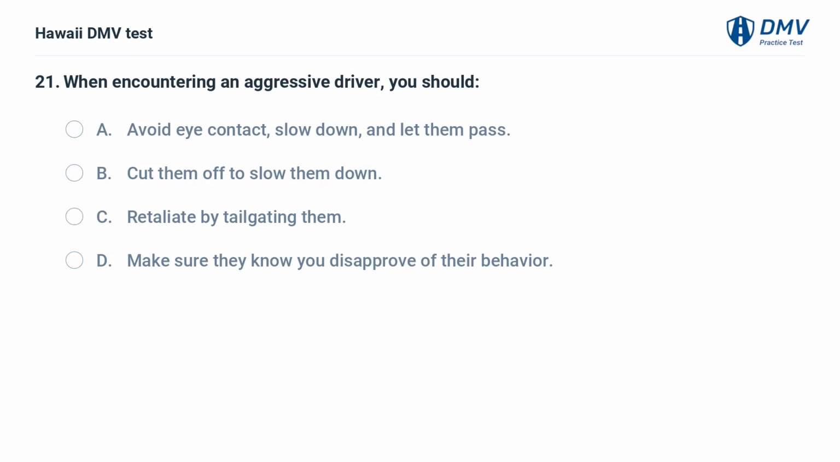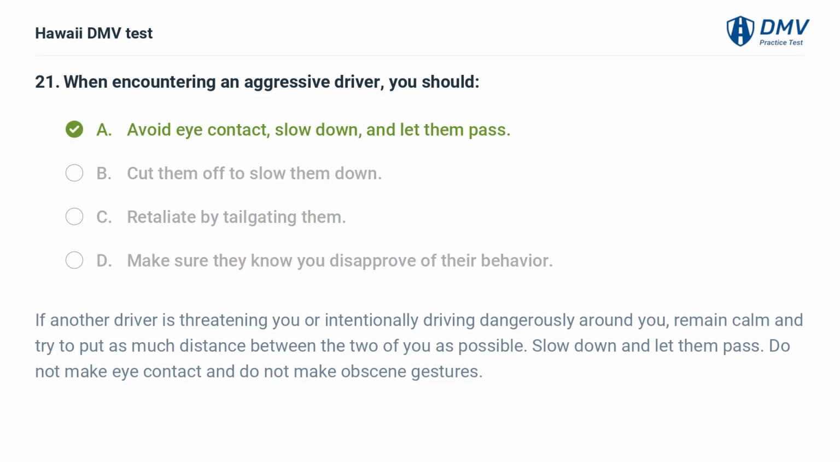When encountering an aggressive driver, you should A. Avoid eye contact, slow down, and let them pass. B. Cut them off to slow them down. C. Retaliate by tailgating them. D. Make sure they know you disapprove of their behavior. The answer is A. Avoid eye contact, slow down, and let them pass.